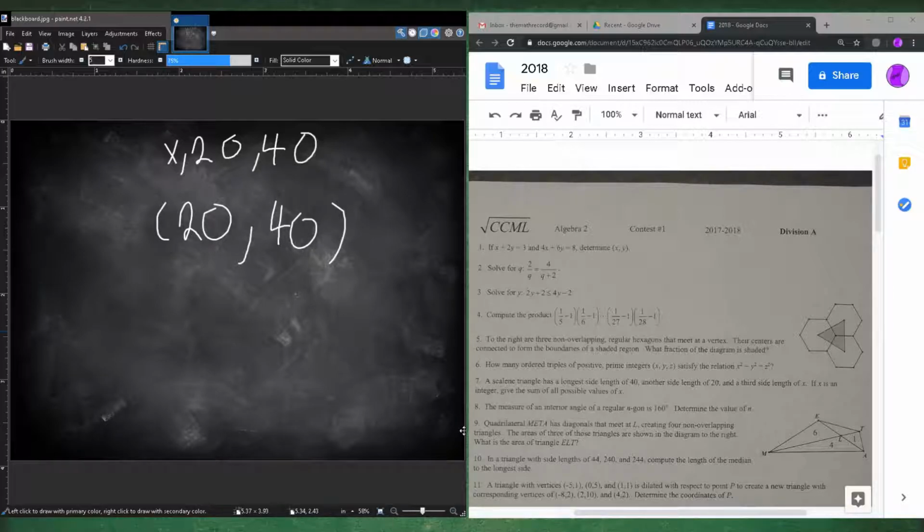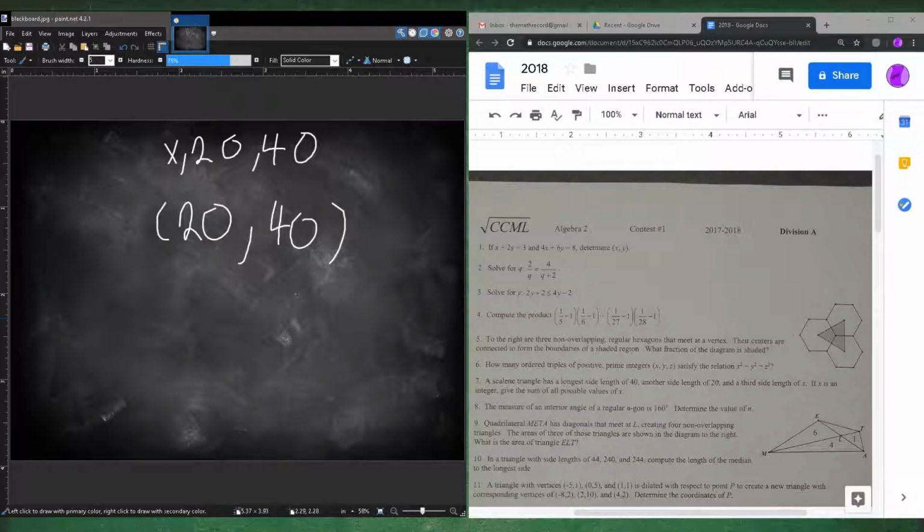It also cannot be 40, because they said it has a longest side length of 40. That means that side length is the longest. So you cannot have another 40, because then you have two of the longest side length. So basically, we just need to find the sum of the integers between 20 and 40, which is 21, 22, 23, 24, etc., all the way up to 39. That takes too much work.